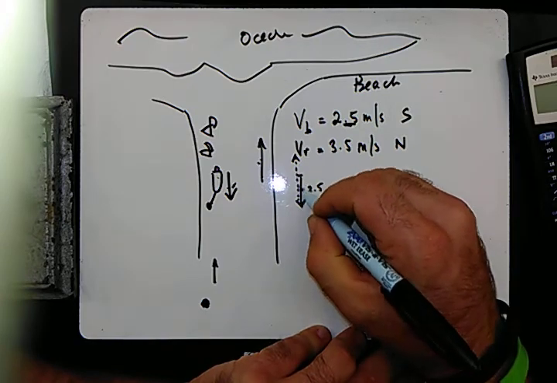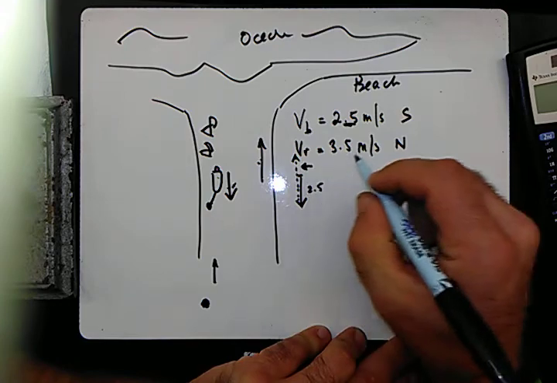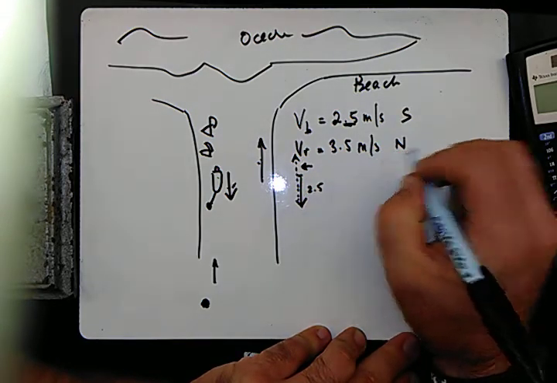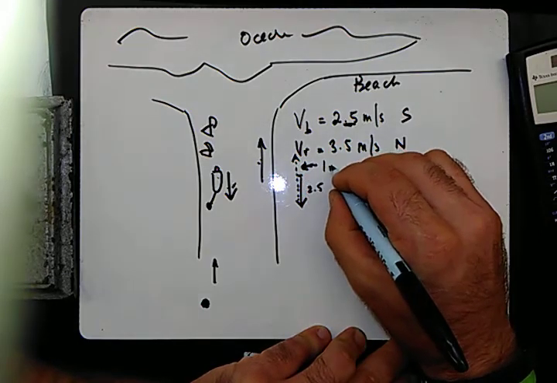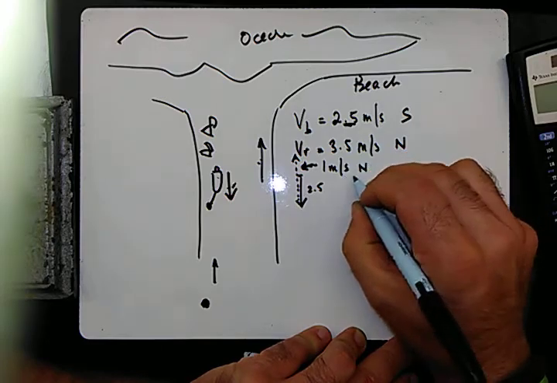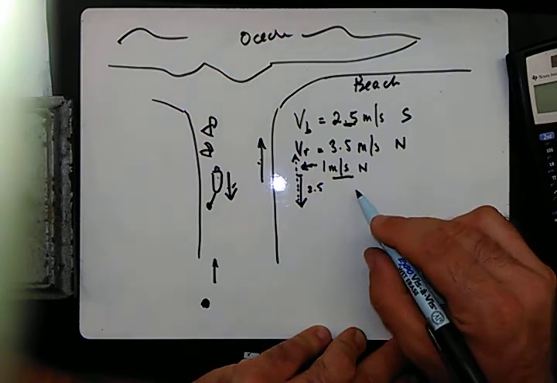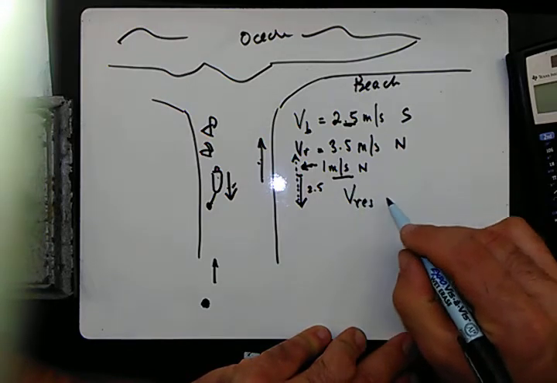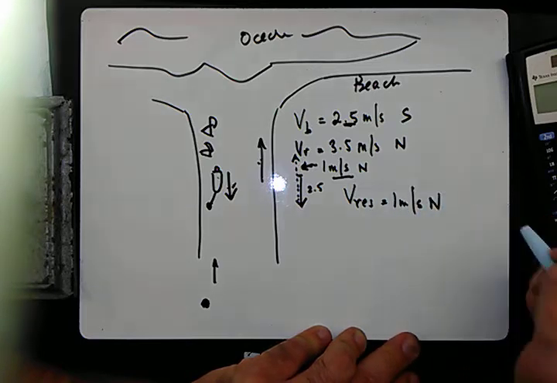So the addition of these two vectors is in one dimension, and what I'm left with here, this little area right here, is 1. Okay, so 1 meter per second north. Okay, so I've added these vectors in one dimension, and I've got a vector resultant of 1 meter per second north.